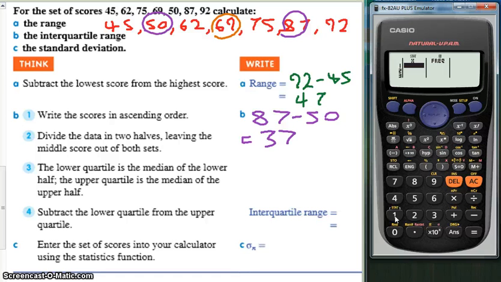Okay? So, entering the data. You guys all know how to enter the data? Yeah. 45 equals 50 equals 62 equals 69 equals 75 equals 87 equals 92 equals. Now they're all frequency of 1, so we don't have to worry about that. So you're all good with that? Okay, now this is where trust comes in. You have to trust your calculator.